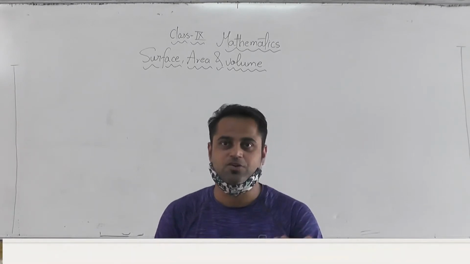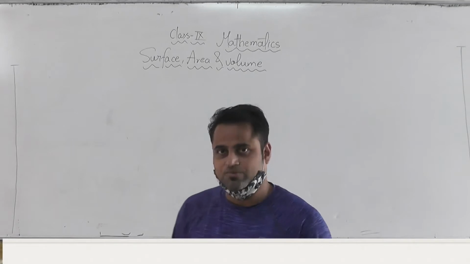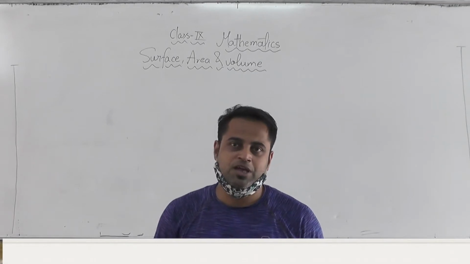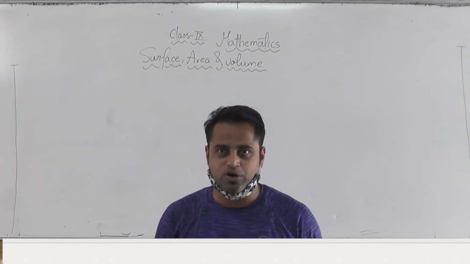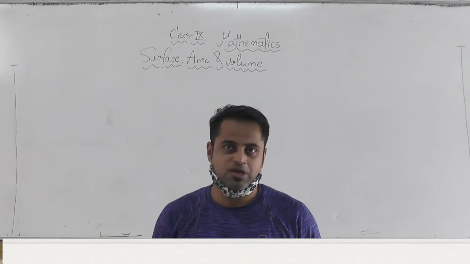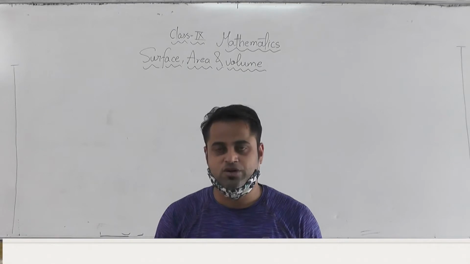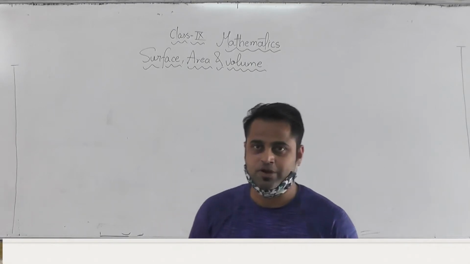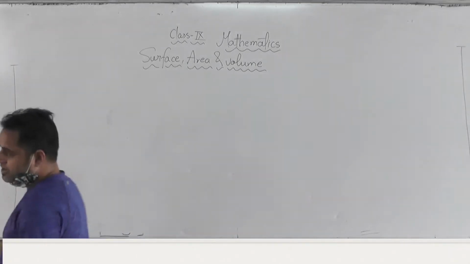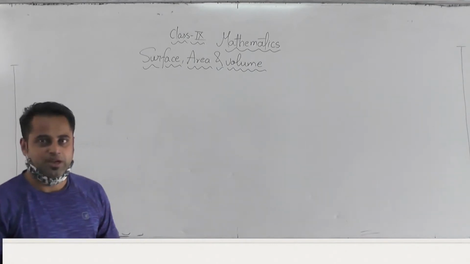The further topic is surface area and volume. In the last class we learned about the surface areas and volumes of a cube and cuboid. Now in this video we will discuss the cylinder and cone and their surface areas. First we will discuss the cylinder.